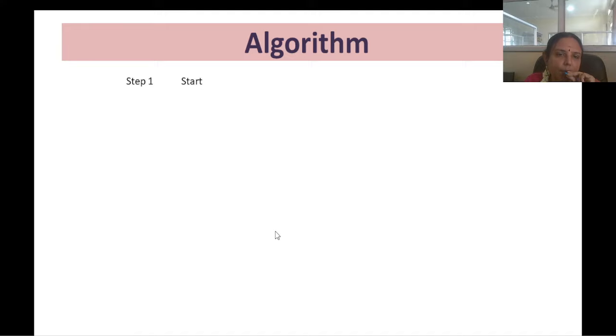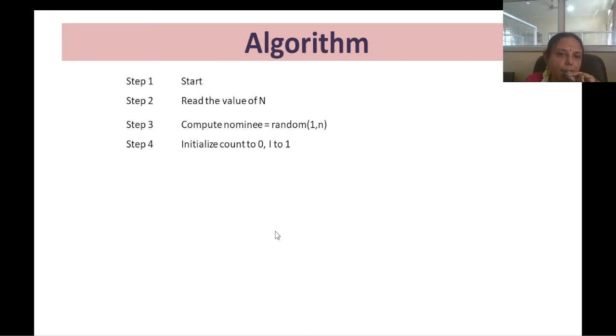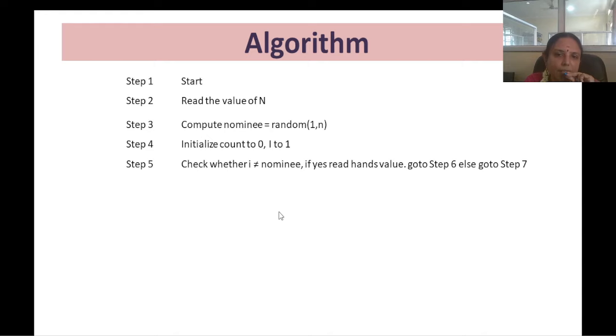Step 1 begins with start. Step 2 is the input, where we read the value of n. Then we compute the nominee, equal to random of 1 comma n. And we initialize the count to 0 and I to 1. Then you check whether I is not equal to the nominee. If yes, you read the hands value, going to step 6. If it is equal to the nominee, then you go to step 7.